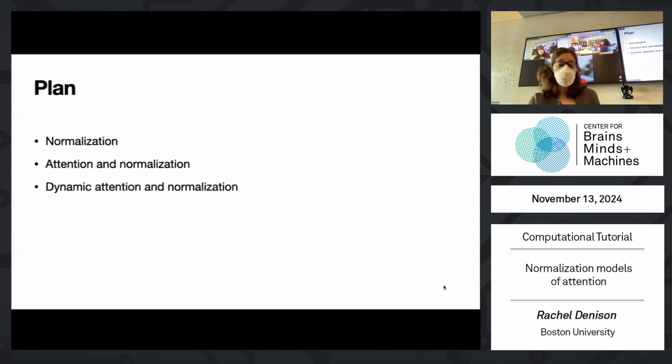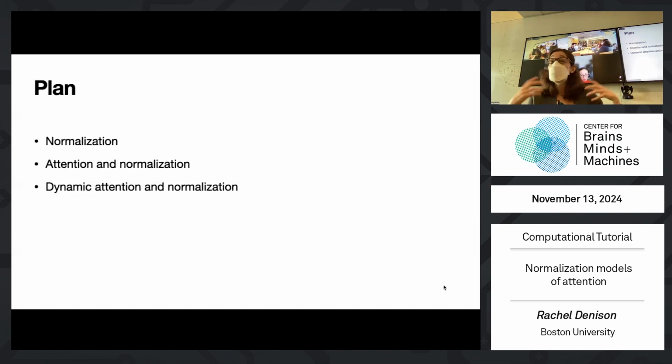Okay, so today what I'm going to do is take you through three sections where first we're going to talk about normalization. What is it? Normalization has actually been called a canonical computation in the brain because it's quite widespread, not only in sensory systems, but people have thought about normalization operating from very low level sensory processing all the way through value judgments, reward, emotional processing.